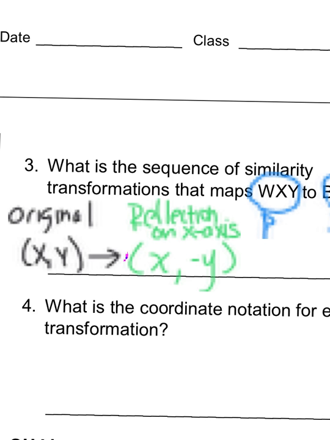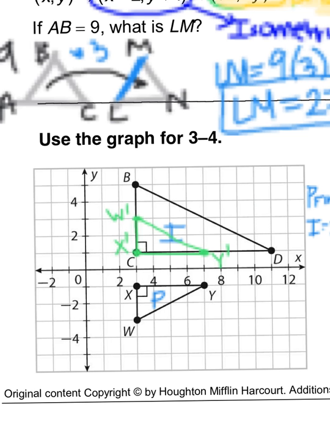Now I have to go back to my shape so that I can do the last transformation. I can see here on my shape that the triangle DBC is much bigger than my green triangle Y prime W prime X prime. So that must be a dilation. So I'm going to check my scale factors. The measurement from C to D is 8 units. So this here is 8 units. The measurement from X prime to Y prime is 4 units.